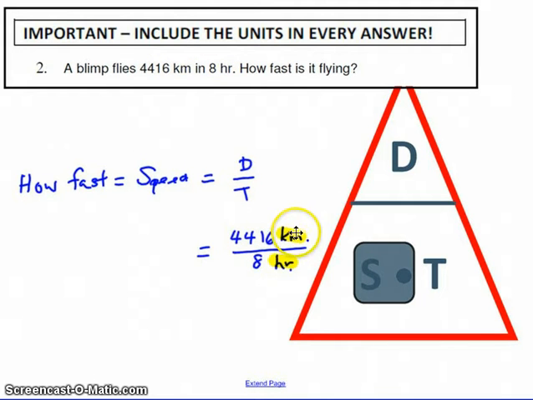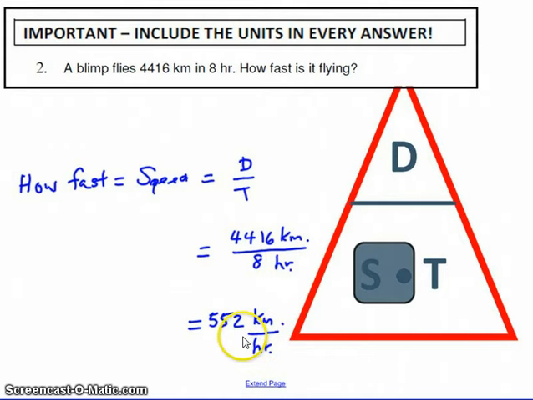And notice, kilometers and hours do not cancel each other, but that's okay because I'm going to figure out the numbers with my calculator and find that the answer is 552, and I wanted it to be kilometers over hours because my answer is a speed question, and speed is a measure of distance over time. Remember, you're very comfortable or used to miles per hour. This just happens to be kilometers per hour.